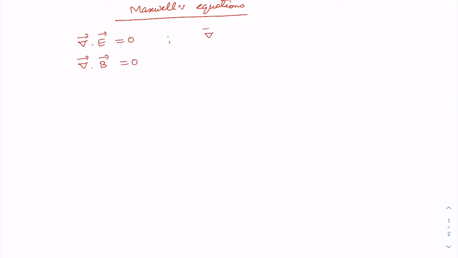Let us begin our discussion by writing the Maxwell's equations first. Maxwell's equations in the absence of charge and current are: divergence of E is equal to 0, divergence of B is equal to 0, curl of E is equal to minus del B by del t, and curl of B is equal to 1 by c squared del E by del t.